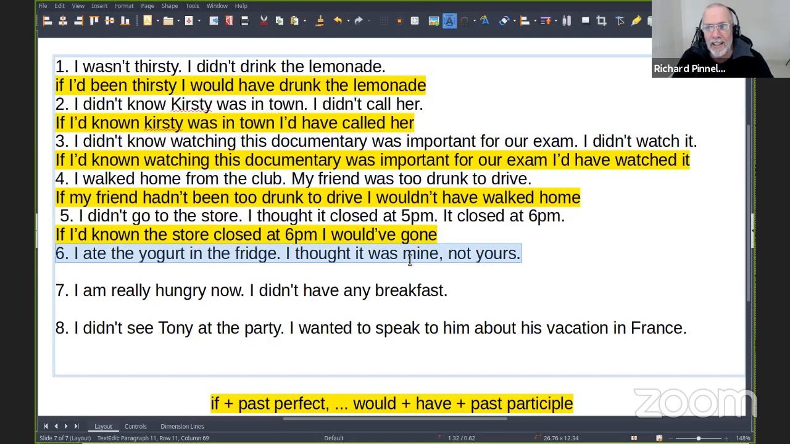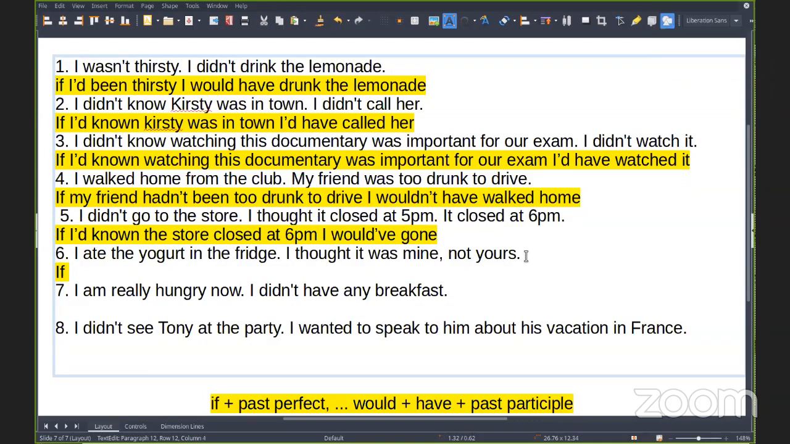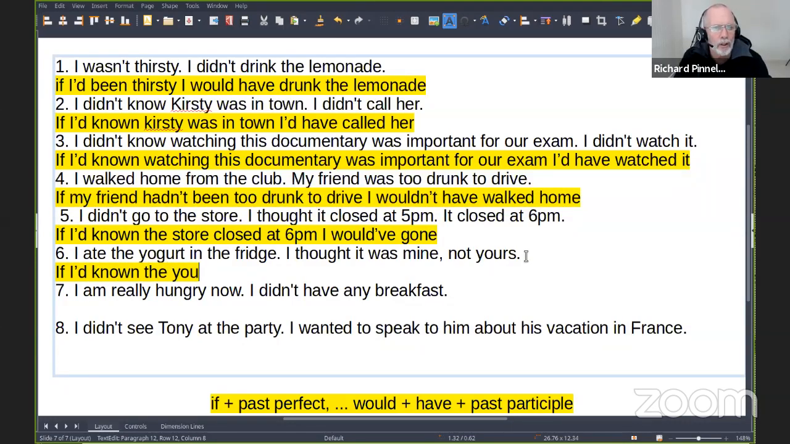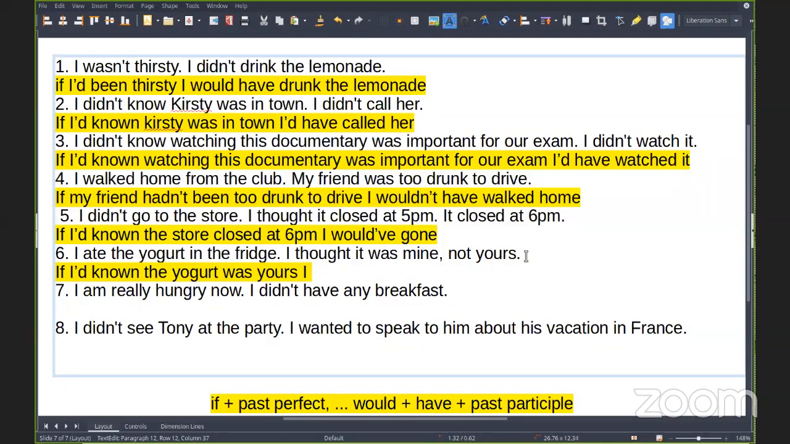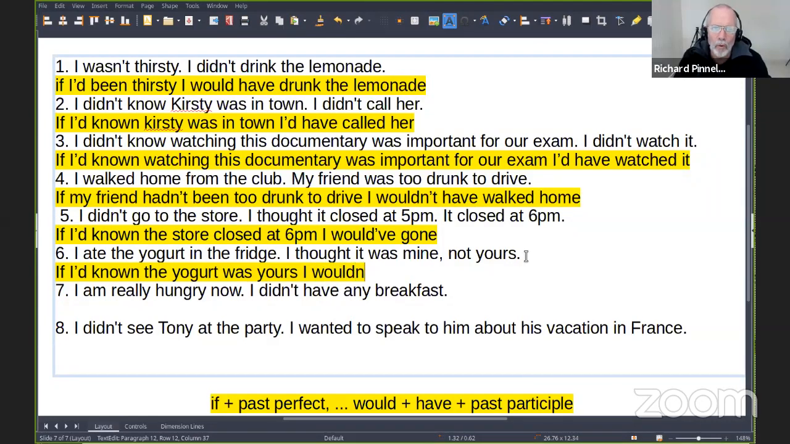I ate the yogurt in the fridge. I thought it was mine, not yours. If I had known that the yogurt was yours, very good, Emma, I wouldn't have eaten it. Good.